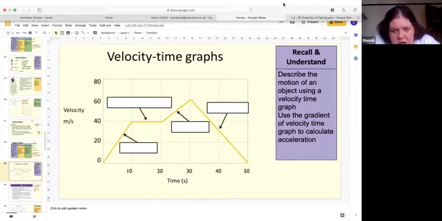Okay, so it just changes depending on where you're looking at on the actual graph. And Miss, I think I'm done on calculating.